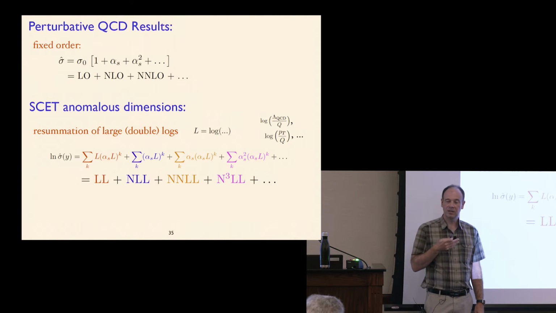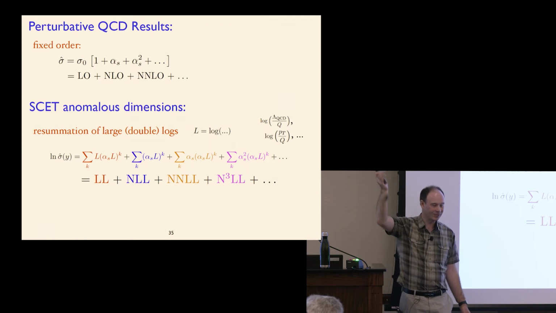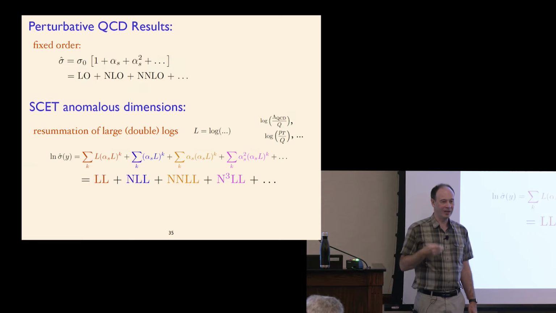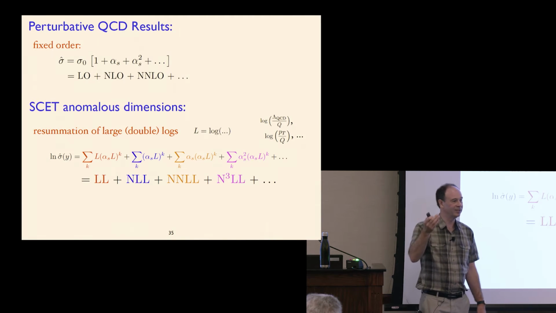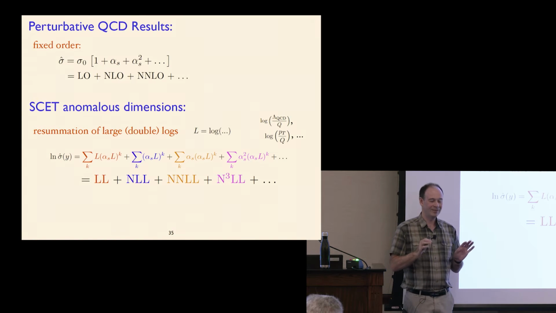And these logs are typically, in collider physics, double logs, so the Sudakov double logs. But we don't want to just have the Sudakov double log with e to the minus alpha log squared. We want to go to higher orders. And in particular, people nowadays are kind of generically talking about next to next to next to leading log, and even have done N4LL now. So very high orders.